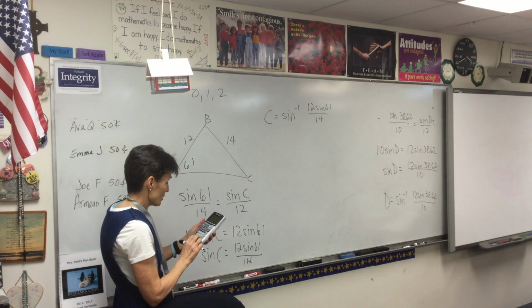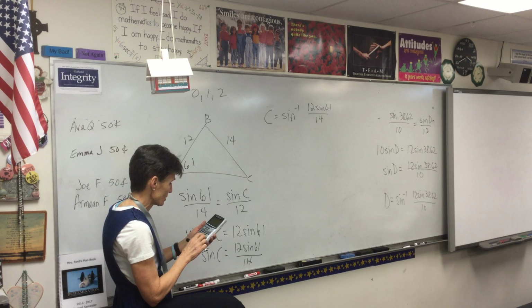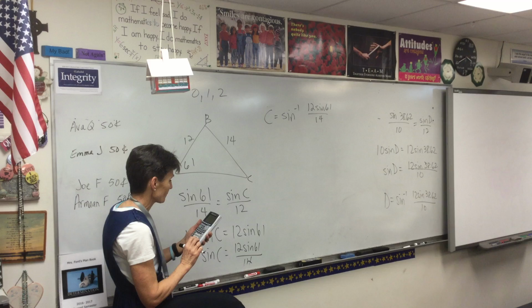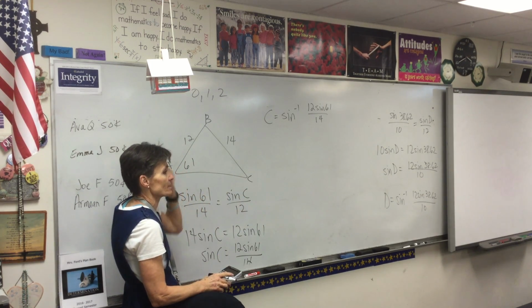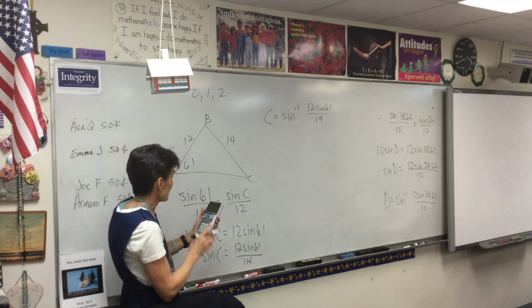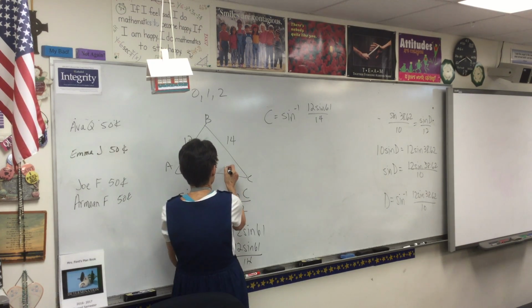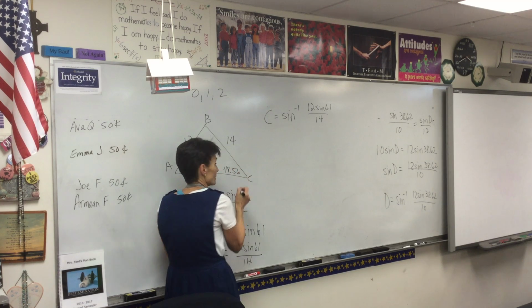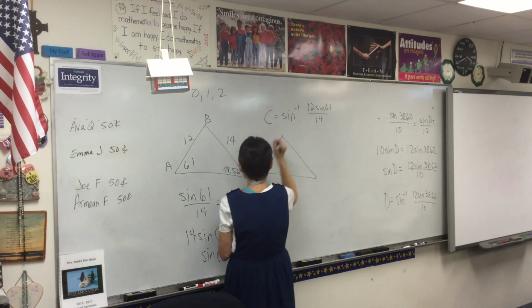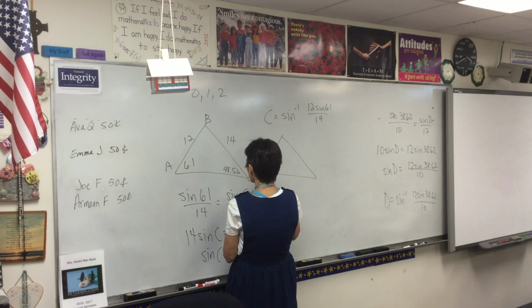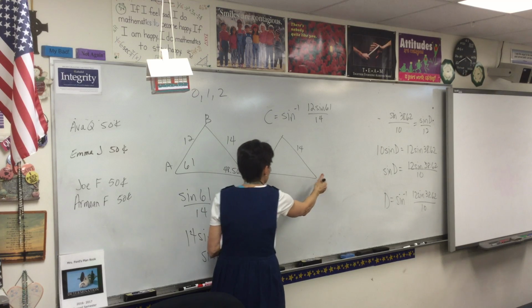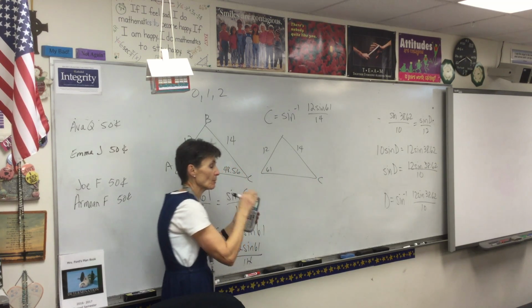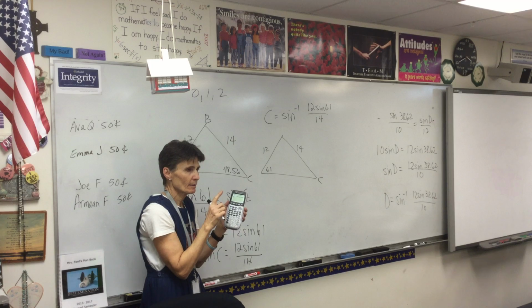Do you remember sometimes you get error messages? If I get an error message, that means there are no triangles. I did not get an error message. In fact, I got 48.56. So then over here to the side, I'm going to ask myself, could I redraw the triangle and have a different angle C here? How do I get that second answer to check it?